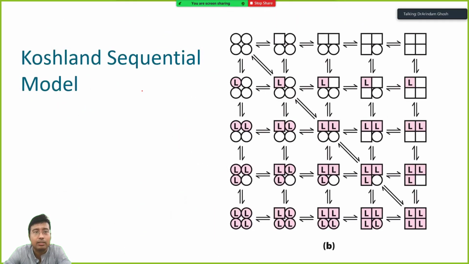A schematic representation. The next model is the Koshland sequential model. The first one was MWC, Monod, Wyman and Changeux, and the second one is Koshland, the same person who discovered the induced fit model of enzyme activity, right? His model is a sequential model. He says no, it cannot be that whenever one molecule binds, everything becomes taut and everything becomes relaxed, and oxygen is binding specifically to one molecule. It is not possible.